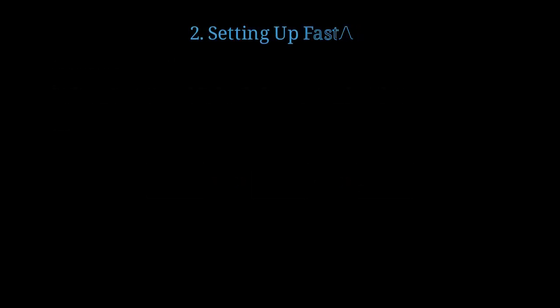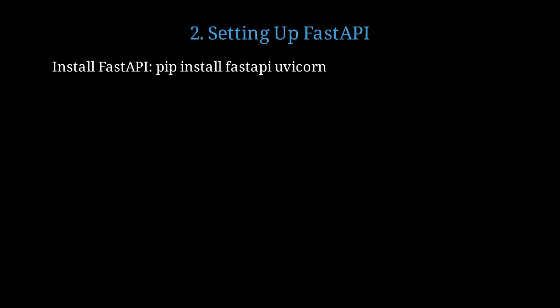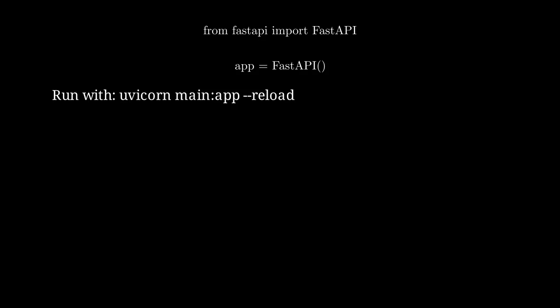Getting started with FastAPI is remarkably simple. First, install FastAPI and Uvicorn, which is an ASGI server to run your application. Import FastAPI from the FastAPI package. Create an instance of the FastAPI class called app. Run your application using Uvicorn with the reload flag for development.